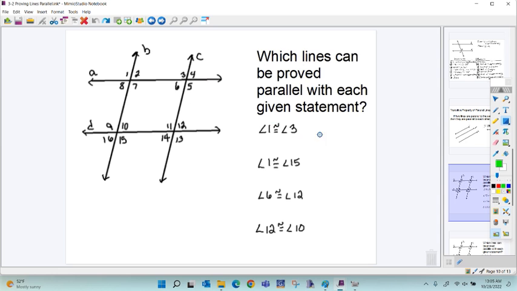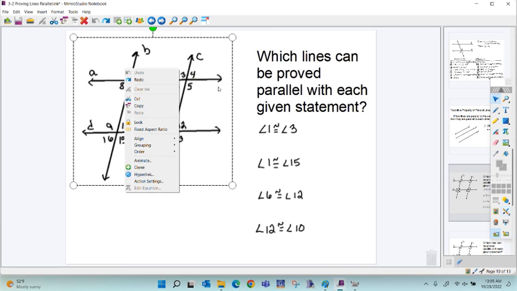With this picture, what we can do is determine which lines can be proved parallel because of specific pieces of it. We've got 4 transversals going here. Each one of the transversals is a transversal between 2 different lines. So we need to think about which 2 lines would be proved parallel based on which angle congruence. The angles will be right up against the transversal. So for example, angle 1 and angle 3.